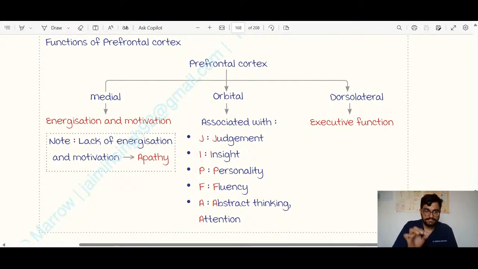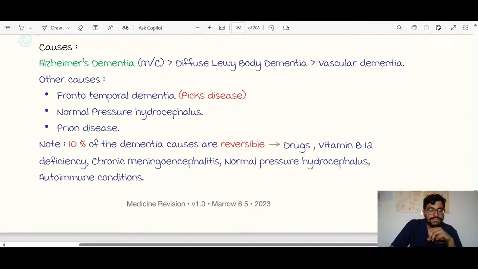That trick name is GIFA. What is GIFA? J I P F A A. J stands for judgment, I stands for insight, P stands for personality, F for fluency, abstract thinking, and A for attention. So GIFA is the trick to remember the orbital part. Then the dorsolateral part is executive function, as I told you.